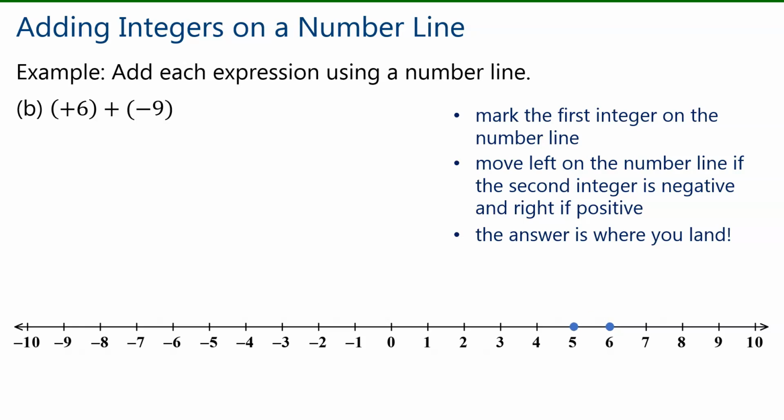So let's do that. 1, 2, 3, 4, 5, 6, so I'm going to end up over here on the negatives, 7, 8, and 9. So I landed at -3, so that is my answer.